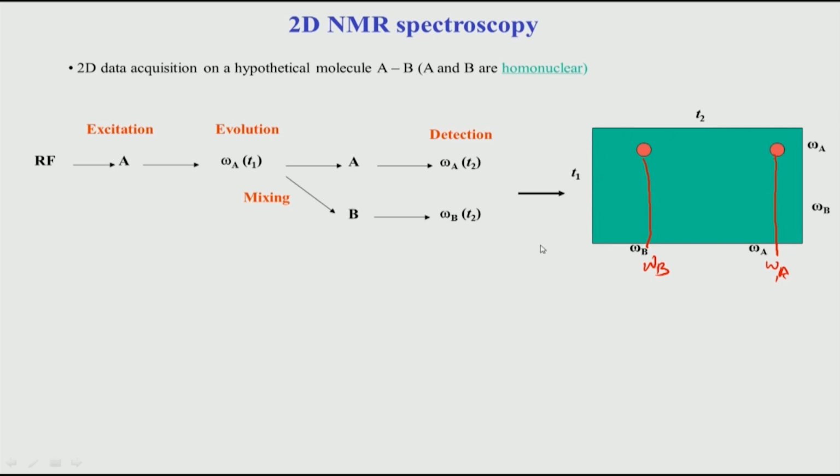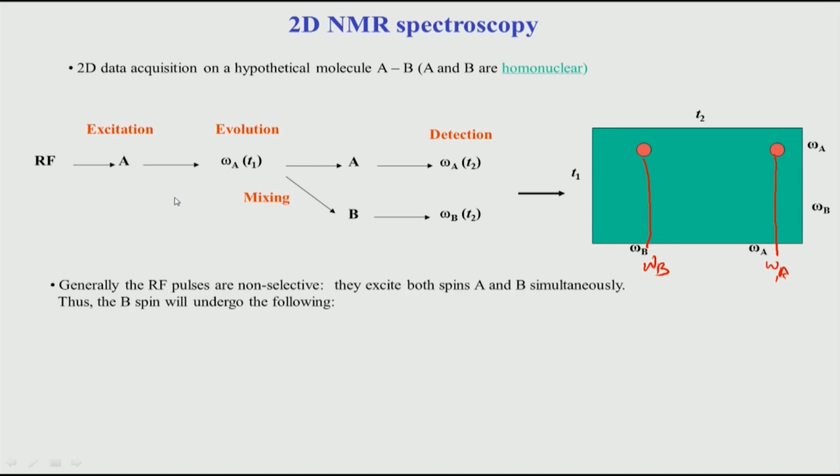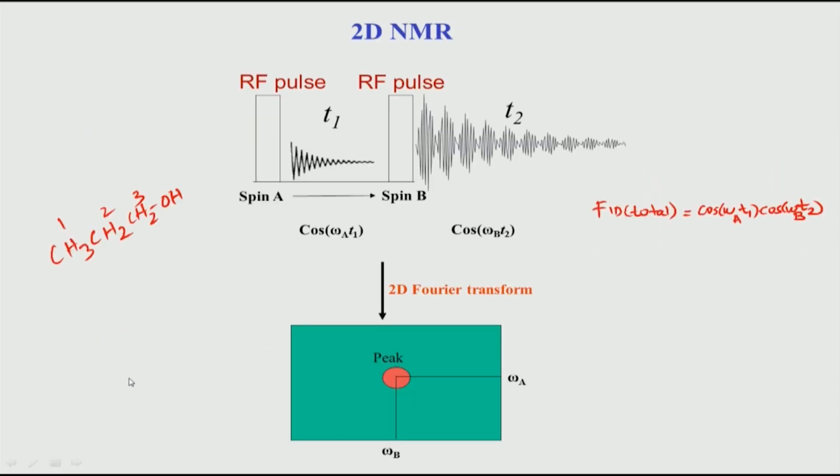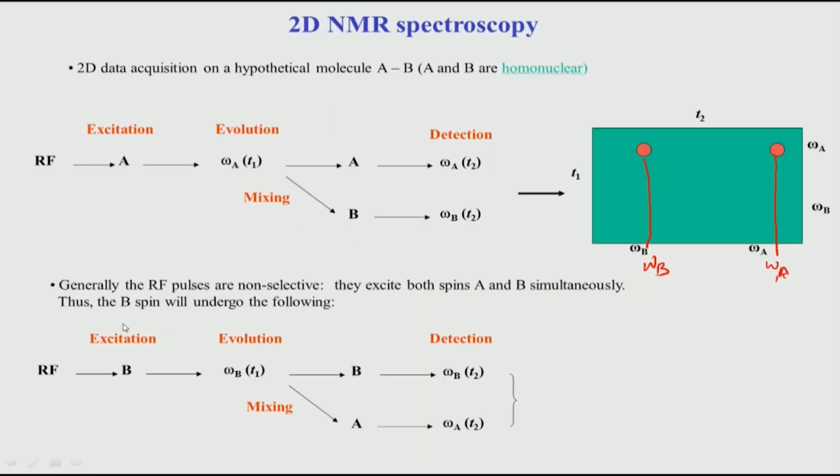So, this is T1. This is the scenario if you consider A, but remember we started from A here. But as I said, generally the pulses are non-selective, which means they excite A and B simultaneously. Thus, the spin B will also undergo the following, which we will show here. So, now this excitation is for both A and B. Let me just go back to the previous slide: we are talking about this first pulse. It is not only applicable to A, it is applicable to B also. So, all the spins.